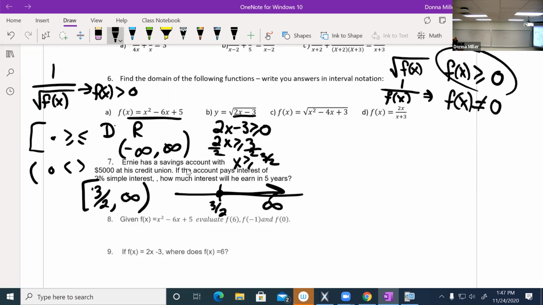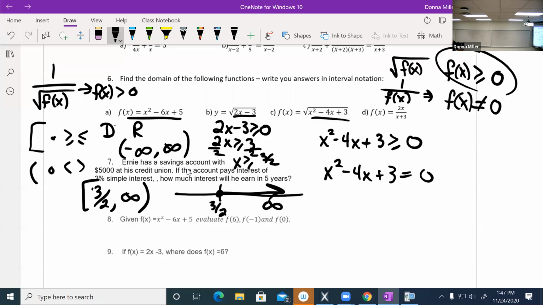Now, C is probably the more difficult case of these domain problems because it's a quadratic. This tells me that what's under here, x squared minus 4x plus 3, has to be greater than or equal to 0, which means I'm solving a quadratic inequality. I'm going to show you a shortcut, but first I have to figure out where it equals 0. Let's figure that out first, because those are going to be my boundaries.